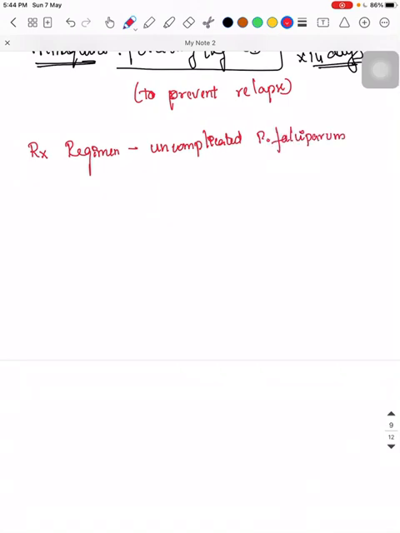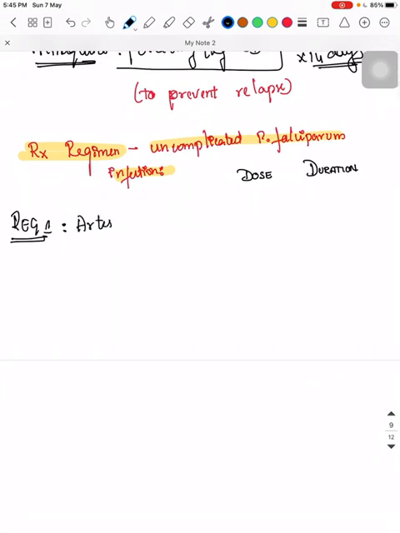Next we will see the treatment regimen for uncomplicated Plasmodium falciparum infection. In Plasmodium falciparum, whether complicated or uncomplicated, an artemisinin based combination treatment regimen is being used everywhere. So regimen number 1.